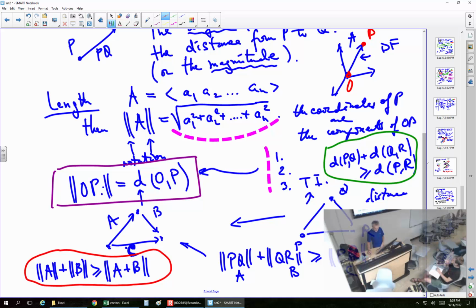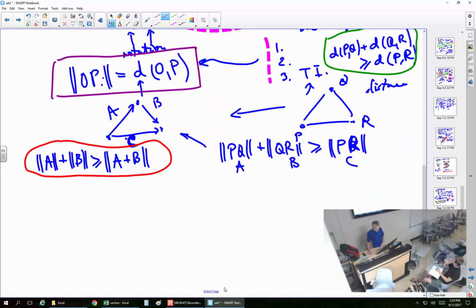But there is more, and that is scalar multiplication. So what's the relation between the algebra, the scalar multiplication, and the magnitude? If I stretch my vector by a number C, so this is A and this is CA, what happens to the magnitude?